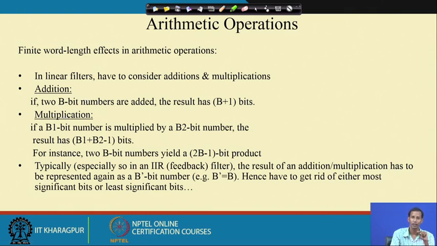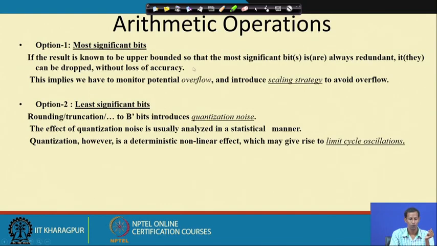For the FIR filter, it does not affect that much, but for IIR filter design, the arithmetic operation truncation, or the word length selection of the arithmetic operation, affects a lot. So, in arithmetic operation we can have two options, one for MSB and another for LSB.